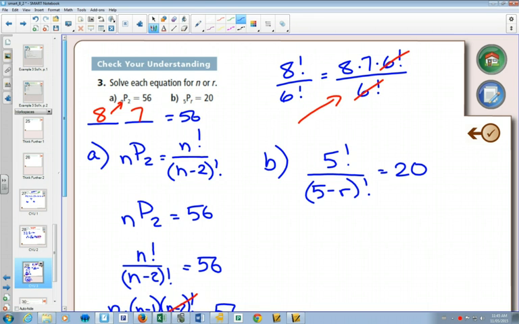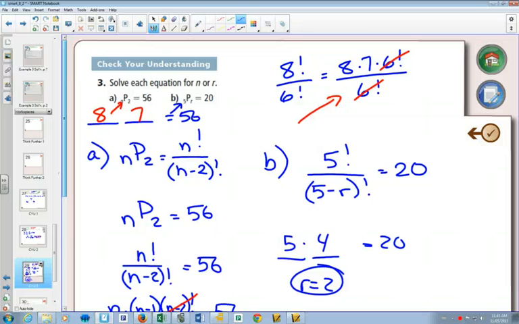What do we know? We know that we have 5 choices to start with. So if we are going about our spaces, if we had only one space, we would have 5. Is that equal to 20? This isn't a trick question. No, good. Okay. If I added another space, the next number would be 4. Is that equal to 20? Yes. So I know that r has to be 2. And that's how you would do ones like this.